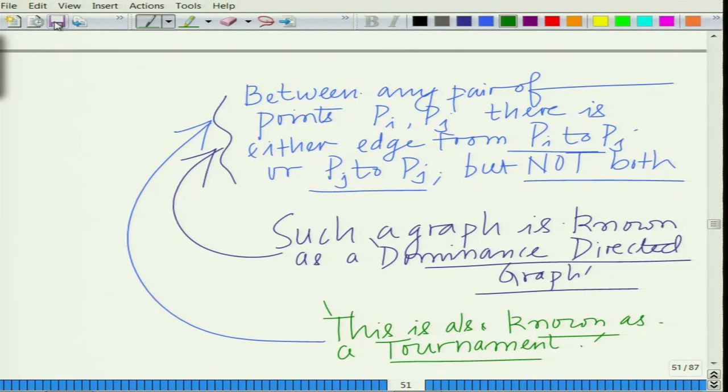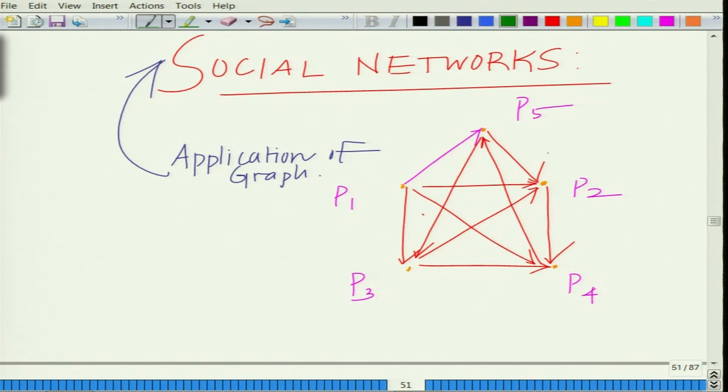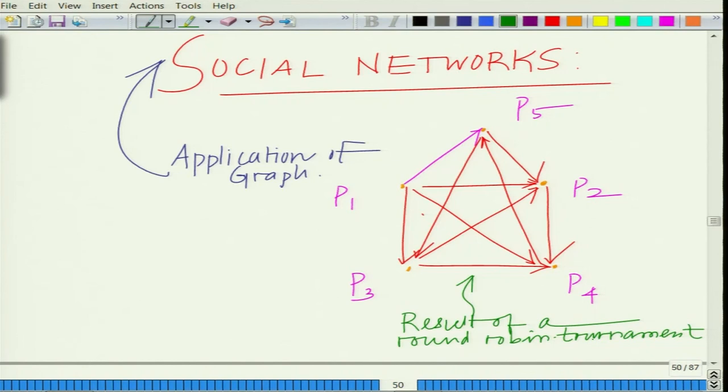And remember this is like a round robin, right. So, we can say that there is an arrow from P5 to P2, this implies that P5 won over P2, or P5 dominates P2, that is the notion of dominance. So, you can also think of this as the result of a round robin tournament, because you have an edge between each pair of players i and j, and if there is an edge from Pi to Pj, then Pi has won over Pj, and so on.